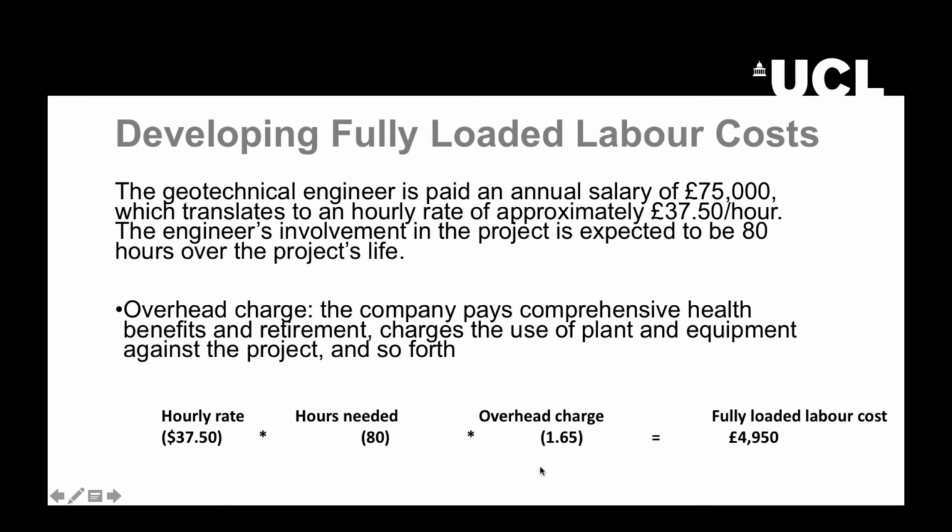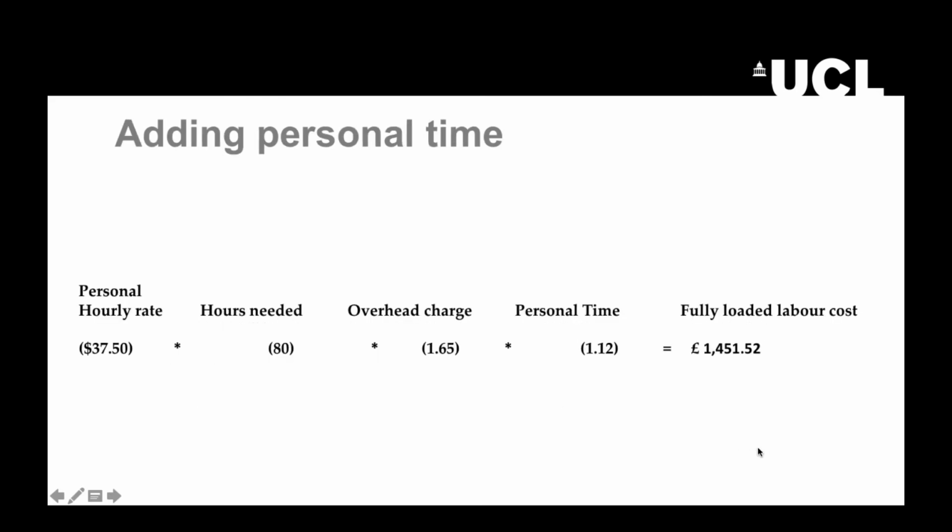However, we need to consider the overhead charge. It means what the company pays in terms of health benefits and retirement and other charges against the project connected with the participation of this engineer. So this represents in that case an increment of 65%. So this would be the fully loaded labor cost.